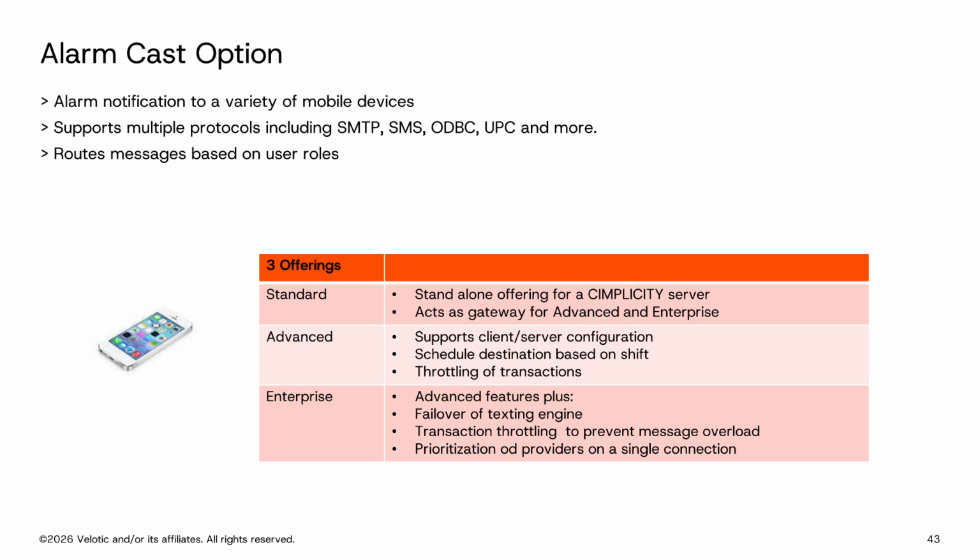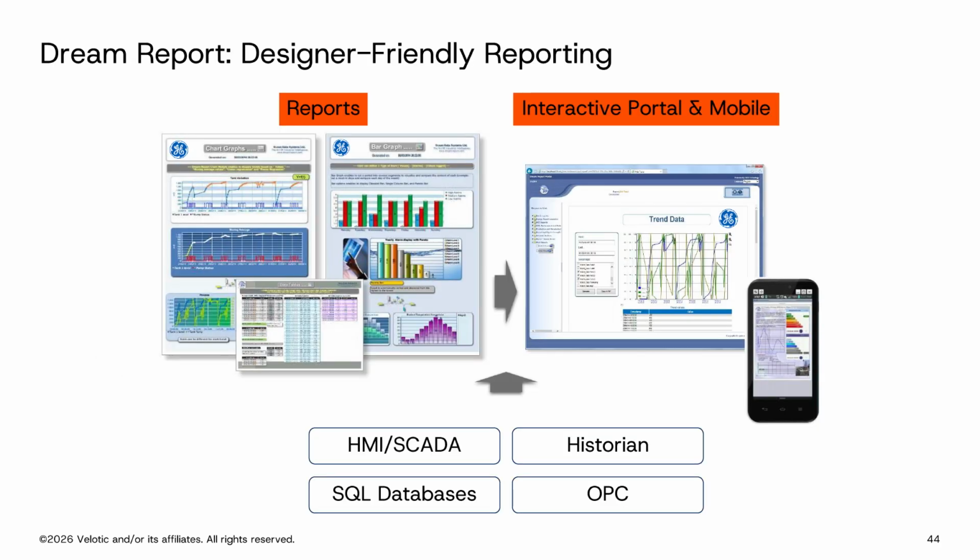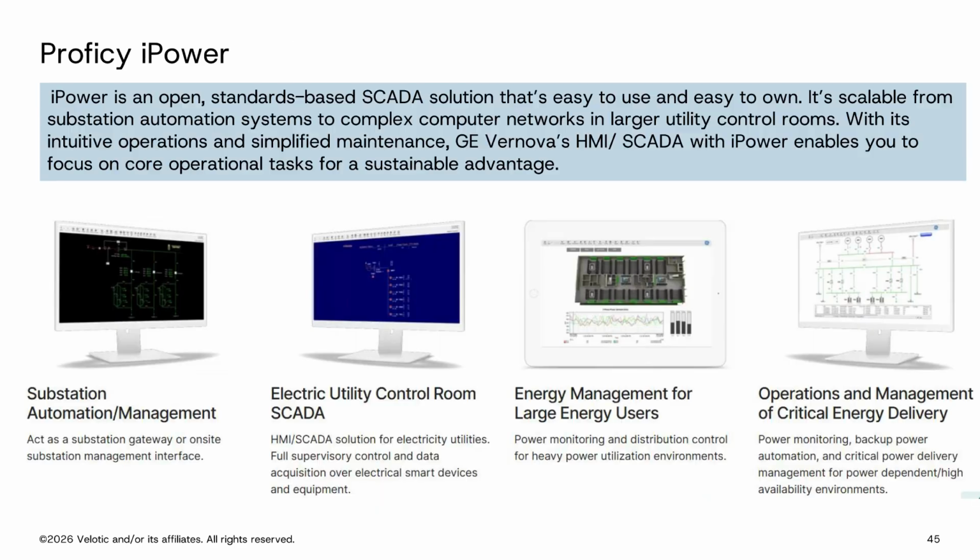Alarmcast is a module that allows you to set up notifications when alarms go off to go out to email or pagers or text messaging, as well as to devices, including watches and phones. Dream Report is a module that has many templates and out-of-the-box reports, as well as the ability to design your own reports for compliance purposes.